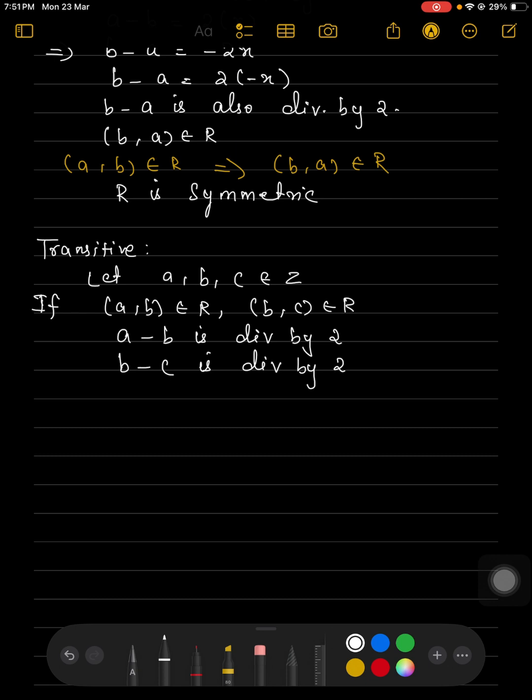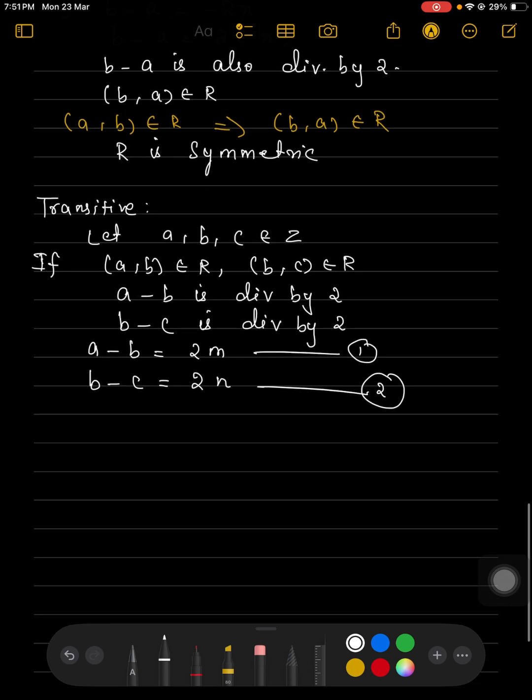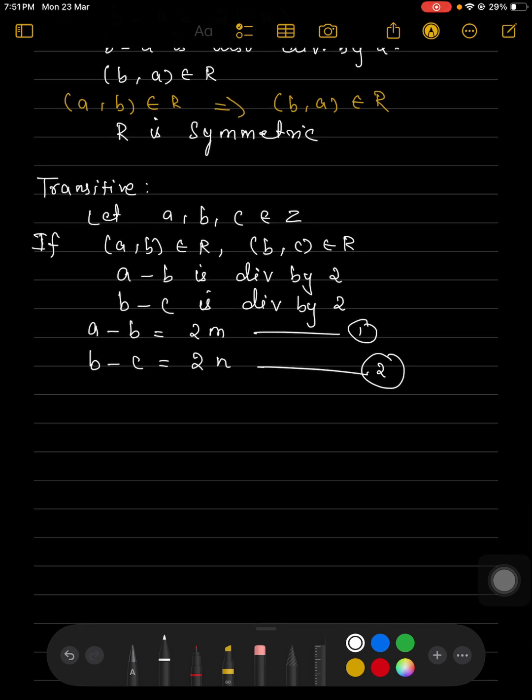These are sentences. Let me put it mathematically. a minus b is divisible by 2 means, let's say, 2 times m. Let me mark it as equation 1. And b minus c is also divisible by 2, let me say 2 times n. And I need to find the relationship between the elements a and c with the help of these two true facts. So what am I going to do? Add both of these equations. Adding both, see what you get.